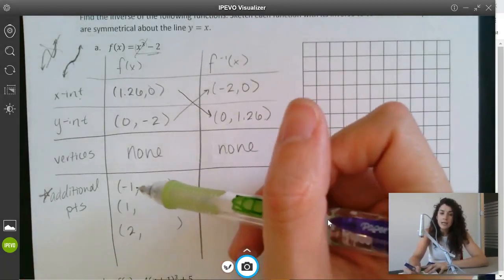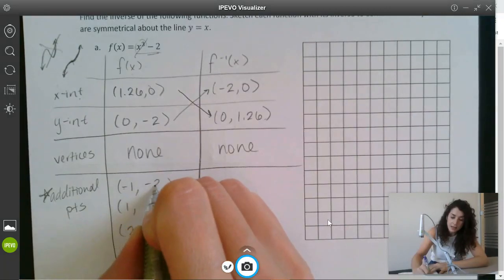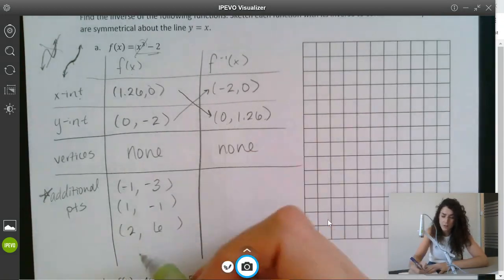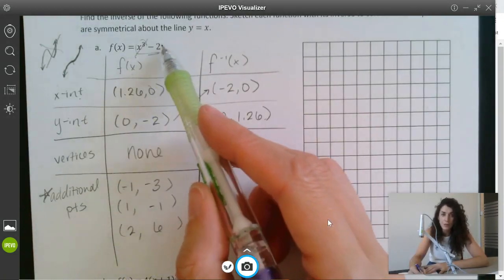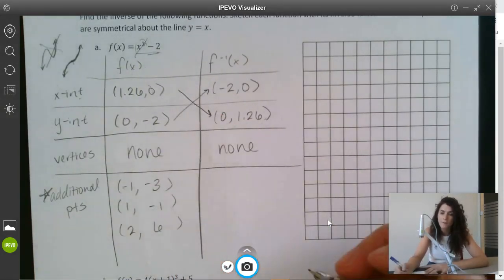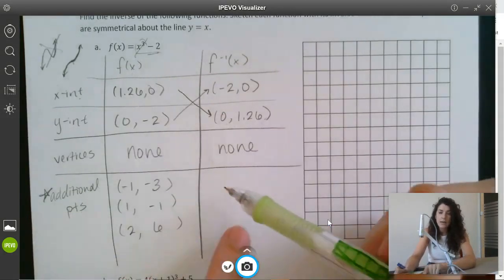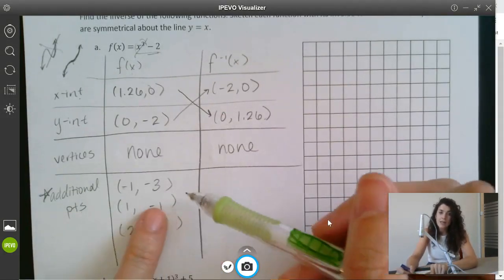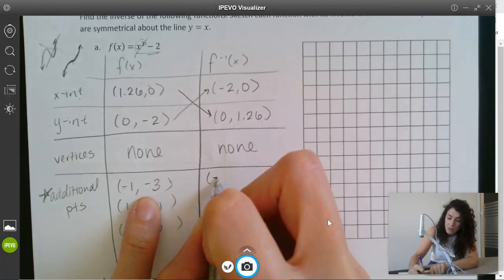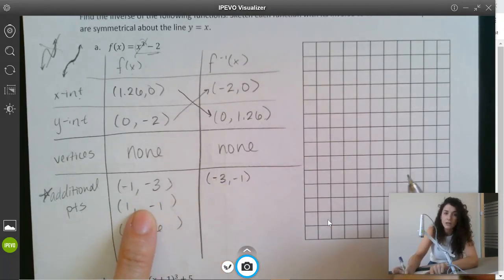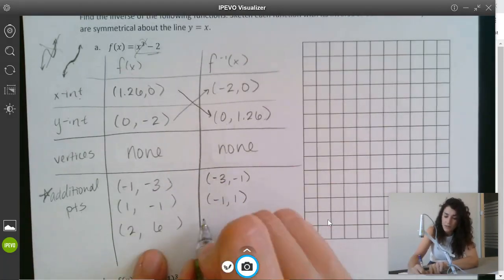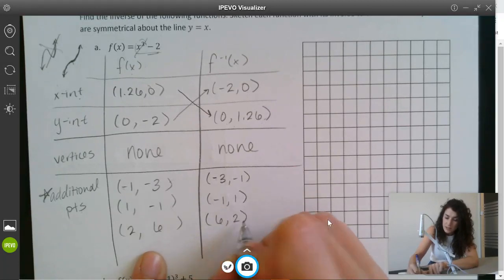So if you just hit trace and plug in -1, enter, you'll get -3. If you hit trace, press 1, enter, you get -1. 2 then has a y value of 6, or you could just plug them in here. -1 cubed is -1, minus 2 is -3, 2 cubed is 8, minus 2 is 6, right? Pretty straightforward. If I want to take those additional points and move them to my inverse, the inverse of the original function would have the point not -1, -3, but rather -3, -1. The point 1, -1 would become -1, 1, just switching them. This guy would become 6, 2.